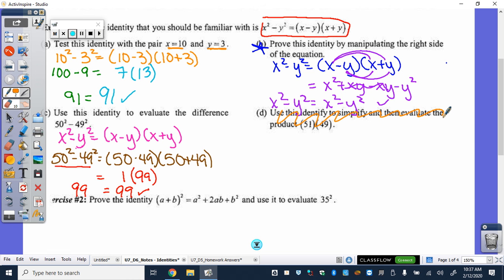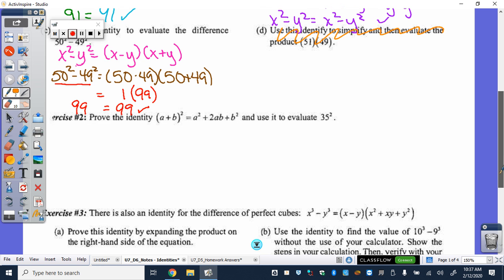We're going to skip over part B for that one. So again, you just got to prove the identity to be true. Do some manipulation so that both sides match. Sometimes you've got to plug a number in.